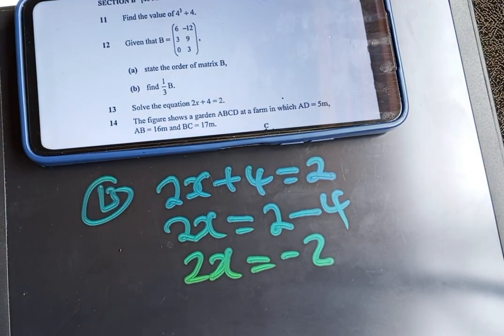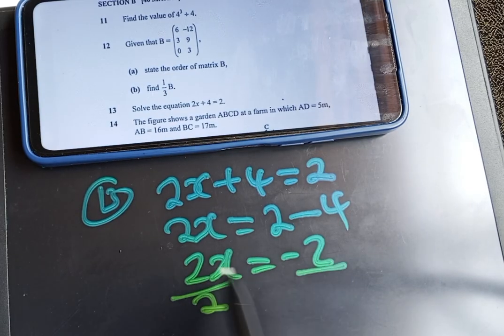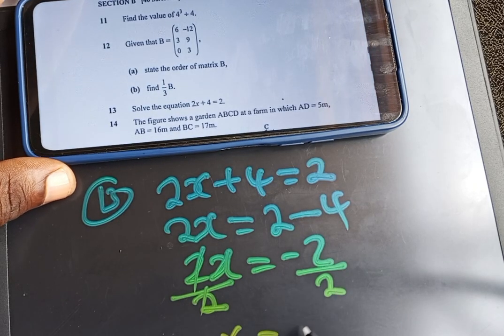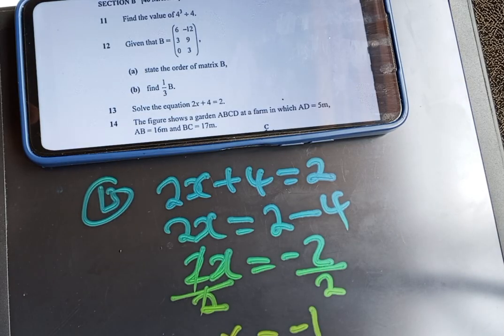I'm making x the subject. The only way you can separate x and the 2 here is to divide by 2 on both sides, making x the subject of the formula. So over 2 here as well. x is equal to 2 into negative 2, which is negative 1.